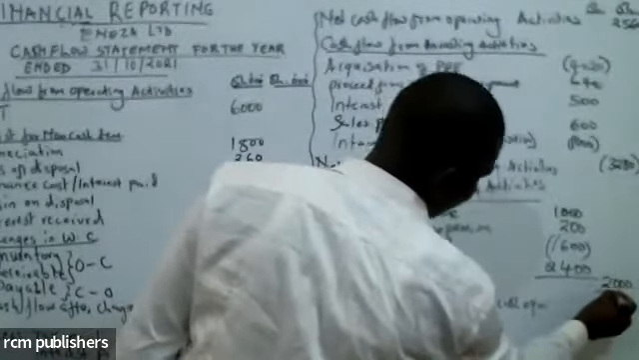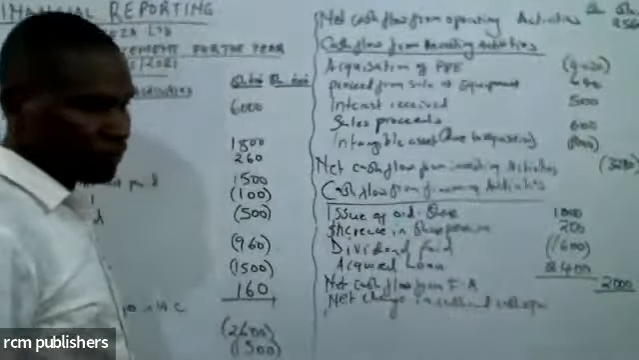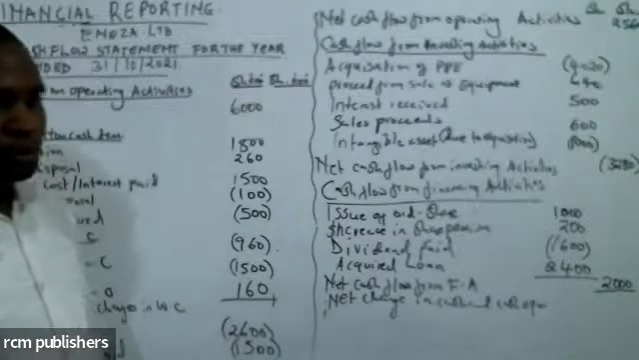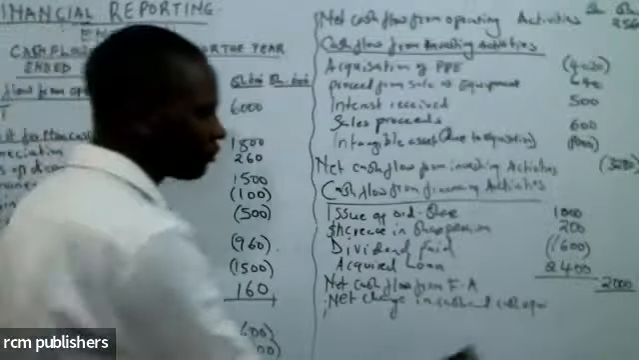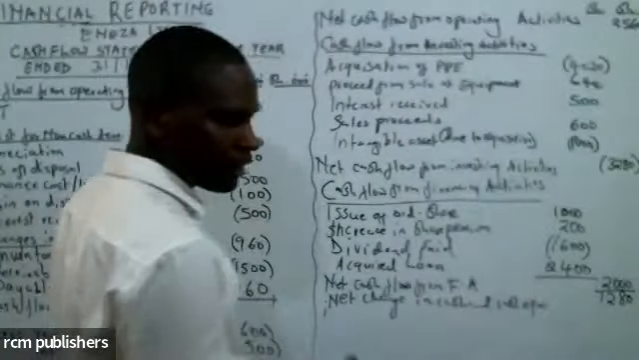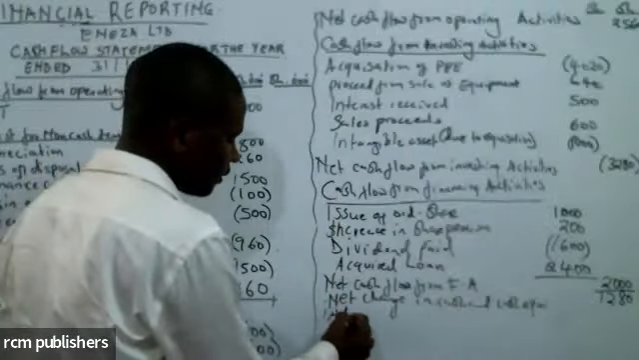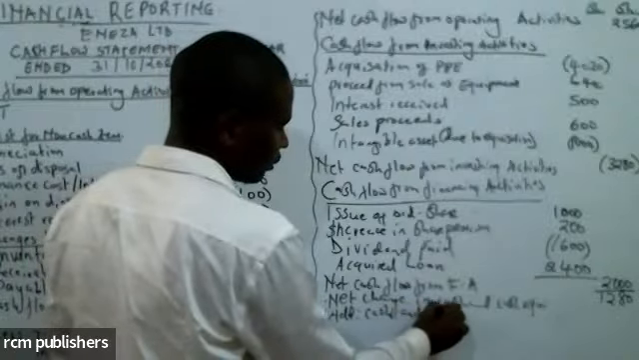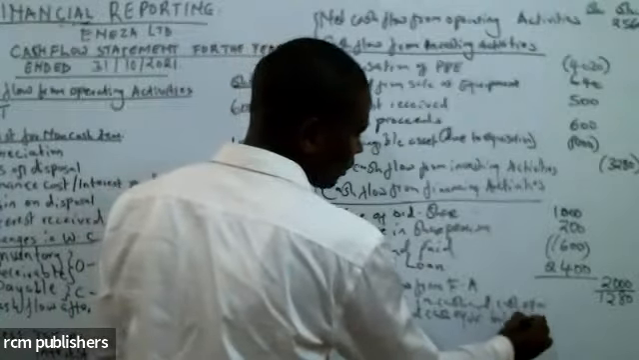Total ya hizo tatu. Somebody 2560 minus 3280 plus 2000. 1280. We're getting 1280. Plus, what did we say? Next step. Upper next step itakuwa gani? You add cash and cash equivalent balance brought down.